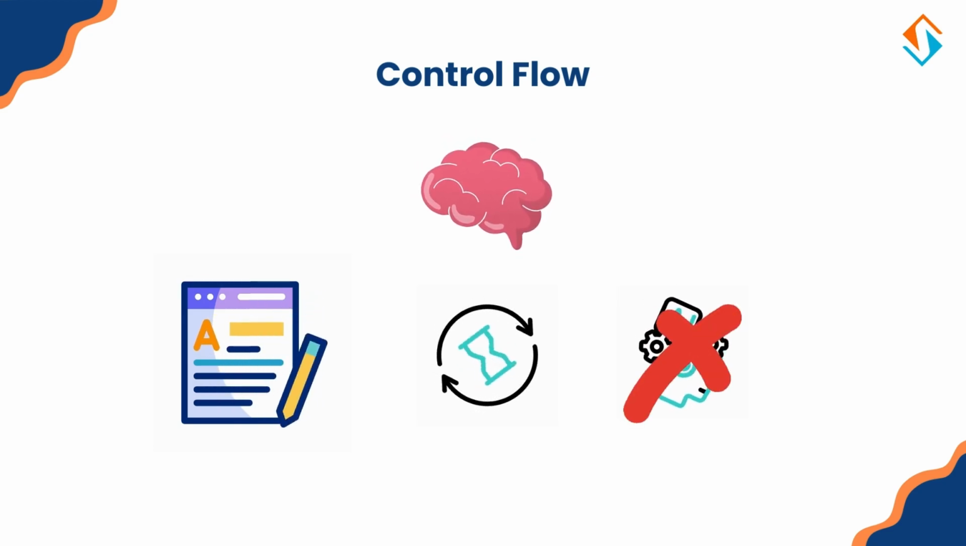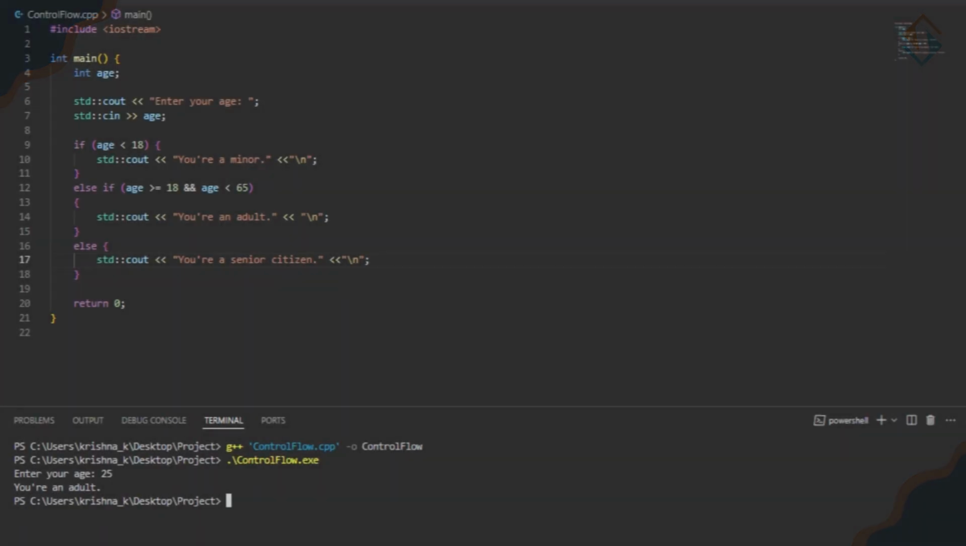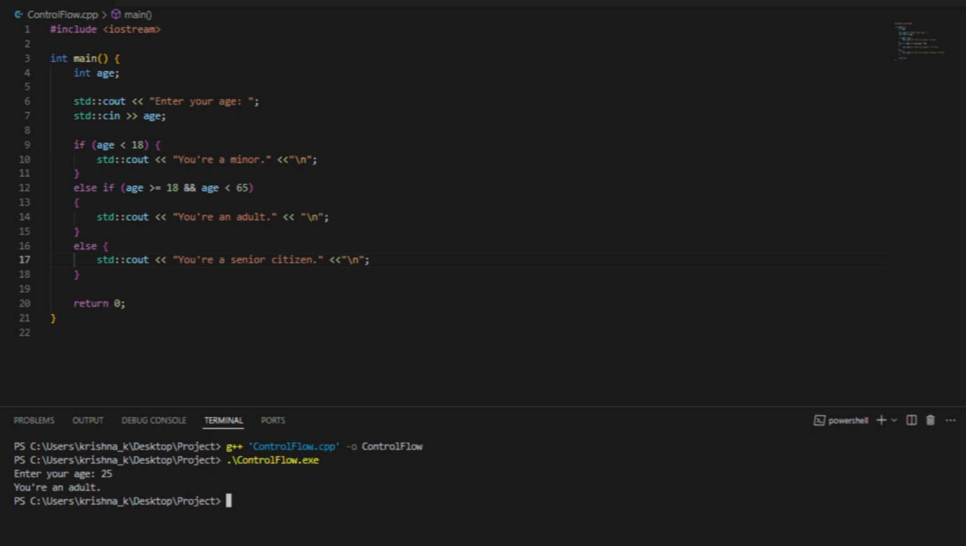Let's start with the basics: conditional statements. Conditional statements allow your program to make decisions based on certain conditions. In C++, the main ones are if, else if, and else. Here's a basic example. In this program, if your age is less than 18, the program prints you're a teenager. If your age is between 18 and 65, it prints you're an adult. Otherwise, it assumes you're a senior citizen. This is how if, else if, and else work together to handle different scenarios.